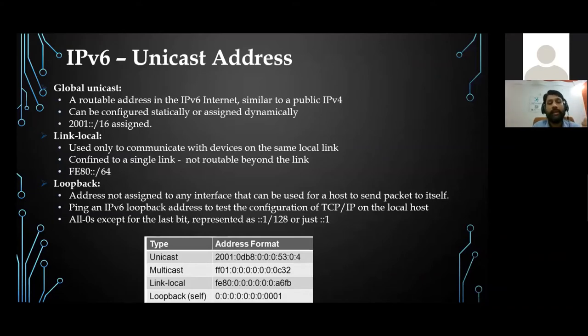The same thing goes for global unicast in IPv6. Every address starts with 2001. I repeat, 2001 is the prefix which is used for global unicast. Then comes link local. Now comes the word local. Local means something on the same link or some close vicinity. Any address starting with FE80 is link local.